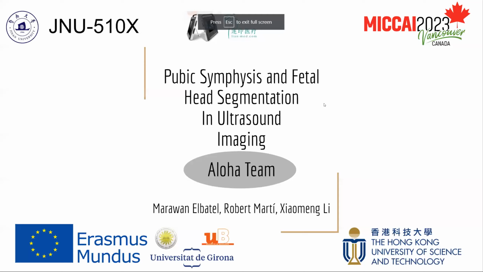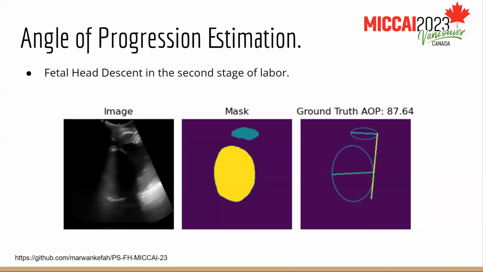So thank you, Gregor, for your presentation. My name is Marwan, and I'm going to present our work, our submission for this challenge. Our team name is Aloha, which means hi in Hawaiian. To start with, the angle of progression estimation, as the first participant mentioned, is used in measuring the fetal head descent in the second stage of labor, which in fact correlates with the mode of delivery, whether it's vaginal or C-section.